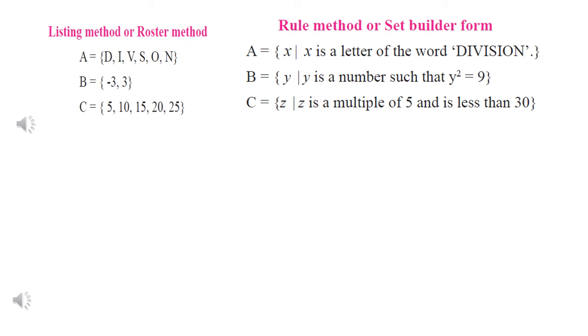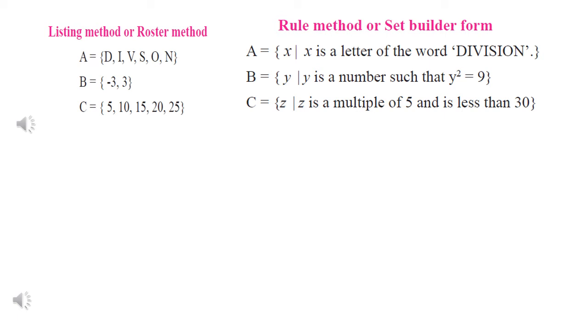Let us see some more examples of how to write a set in listing method form and also in set builder form. Look at the first example given here. A is equal to {D, I, V, I, S, O, N}. So here it is nothing but the word DIVISION. So how do I write it in the set builder form? A is equal to {x such that x is a letter of the word DIVISION}.